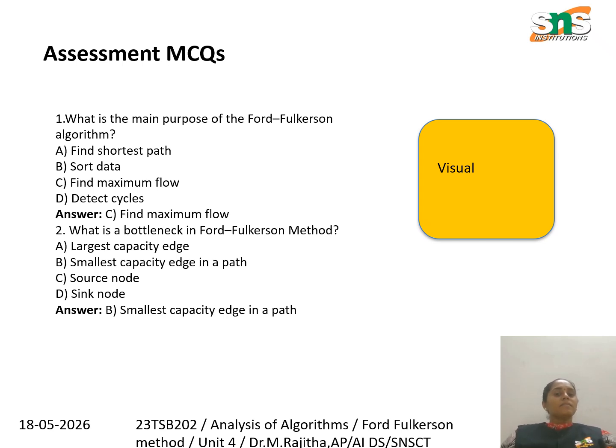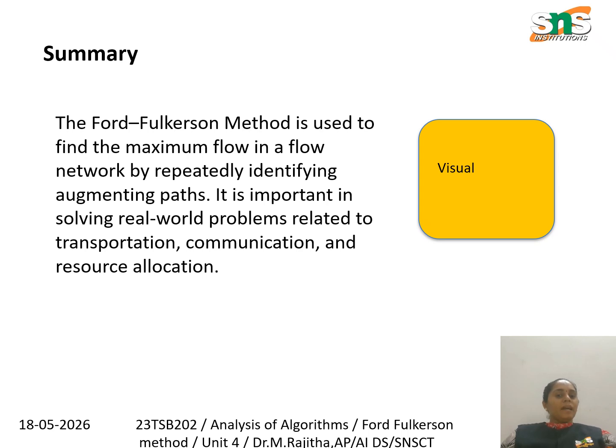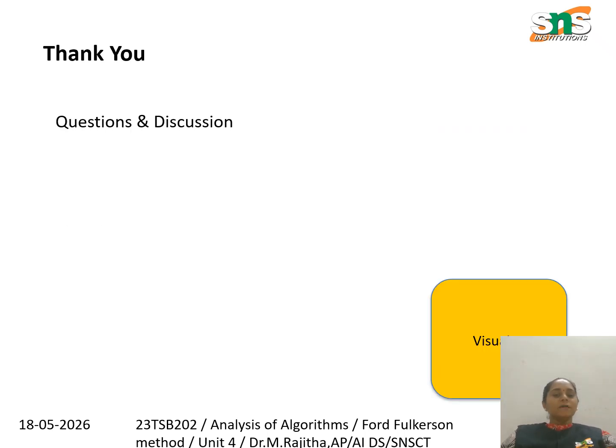And assessment. Let us quickly revise with a multiple choice question. These questions help us understand the core concept of the algorithm. The Ford-Fulkerson method is used to find maximum flow in networks. It works by repeatedly finding augmenting paths.